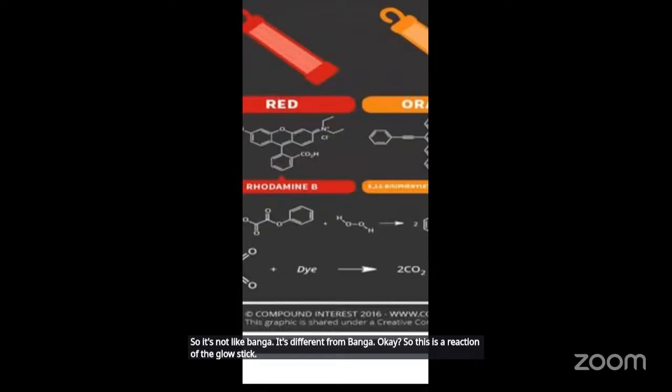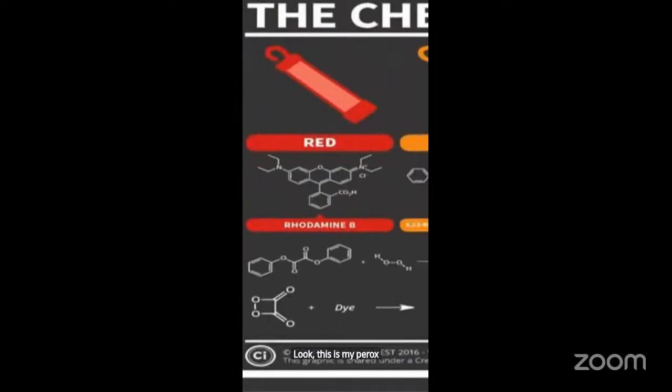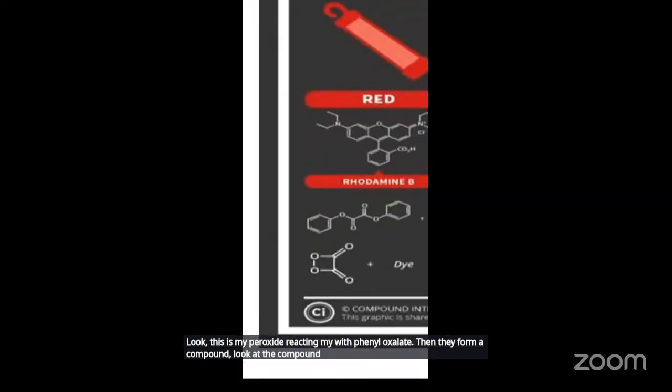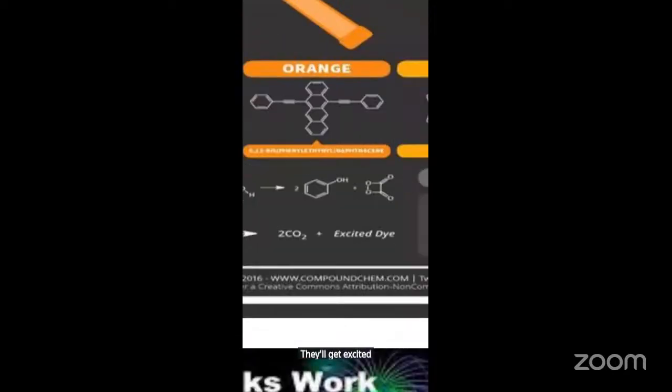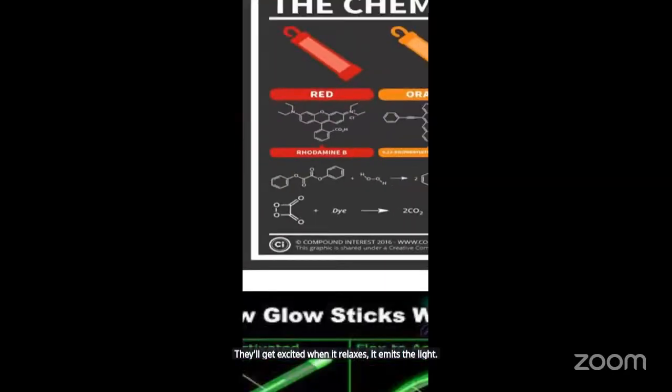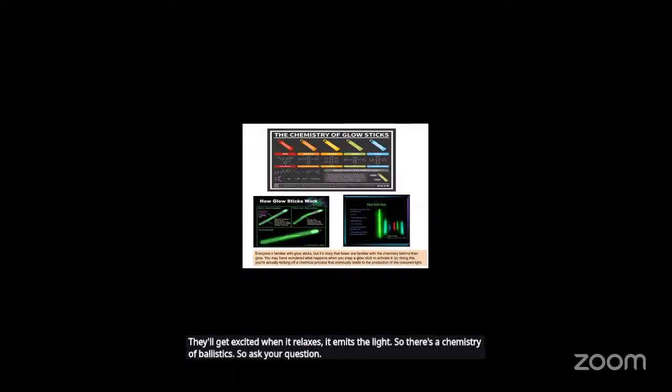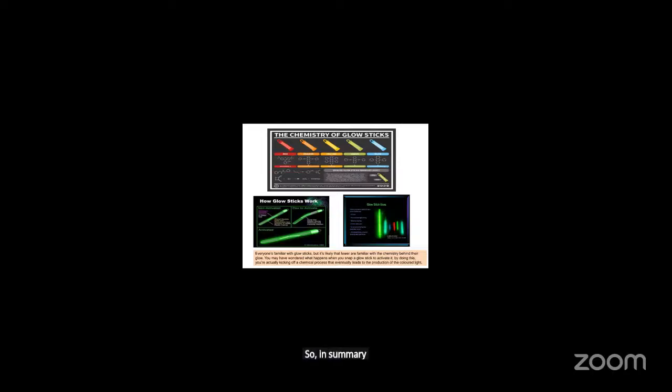So this is the reaction of the glow stick. The peroxide reacts with phenyl oxalate, and they form a compound, which reacts with the dye. When it reacts with the dye, it produces CO2 that gets excited, and when it relaxes, it emits the light. So that's the chemistry of the glow stick. Ask your question. As I said, it's going to be a short class because we are just dealing with a few slides. In summary, the chemistry of the glow stick is chemiluminescence.